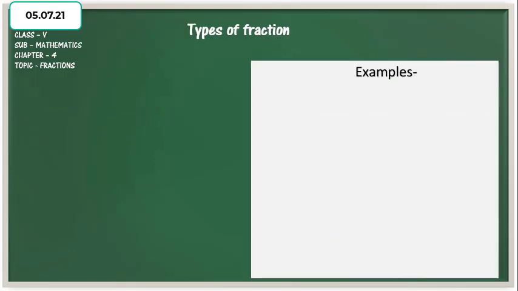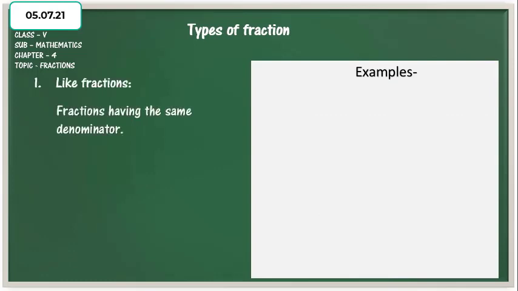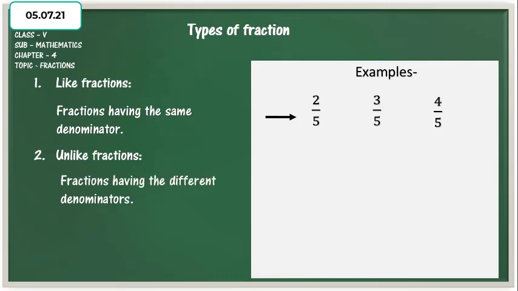Types of fractions. First one, like fractions. Fractions having the same denominator are called like fractions. For example, 2/5, 3/5 and 4/5. Here, the denominators are the same. Unlike fractions: fractions having different denominators are called unlike fractions. For example, 2/5, 3/7, 4/9. Here, the denominators are different.